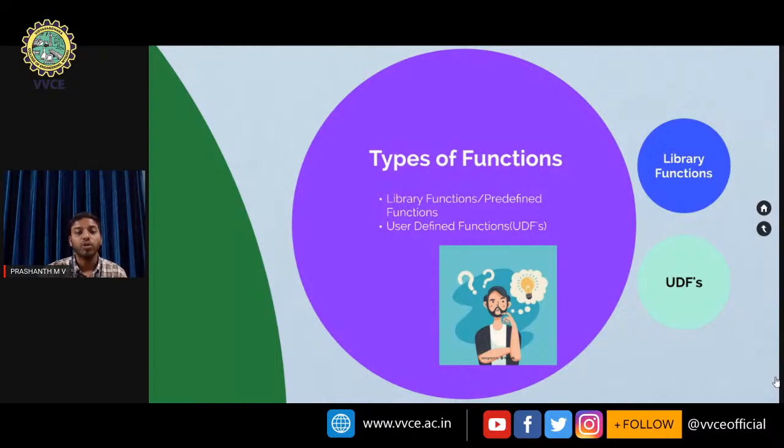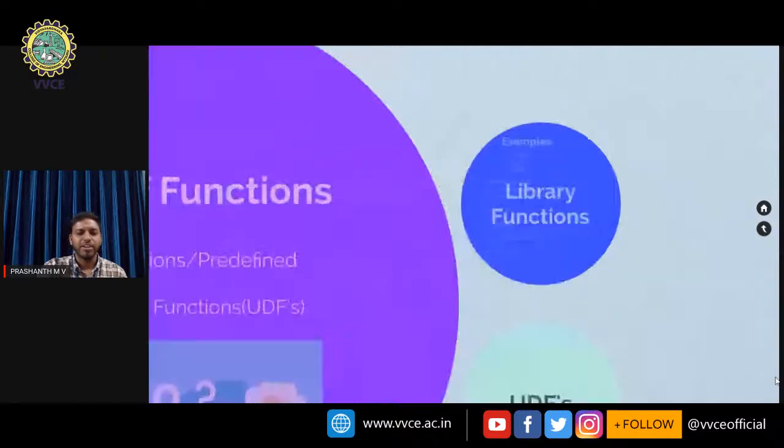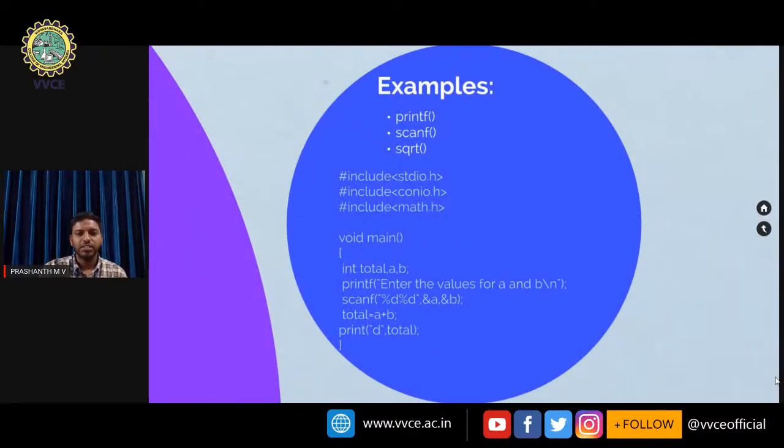Say for example, if I want to find out the room temperature of this particular room, then I should write a function of my own. So that is called a user defined function. So let's see some examples of library functions. The library functions, or predefined functions, here you can see printf and scanf and square root. So these are all examples.